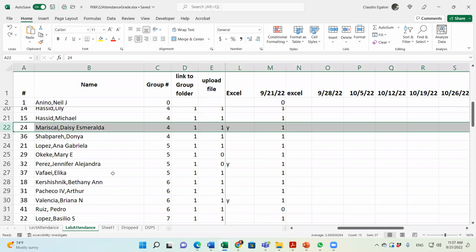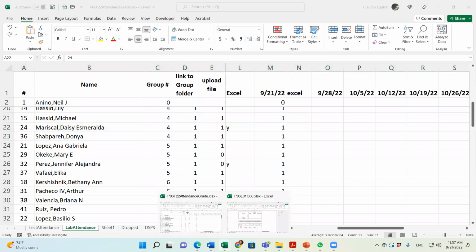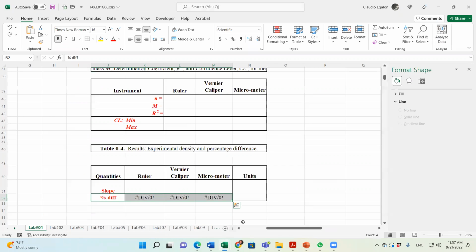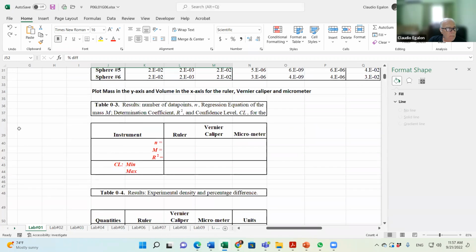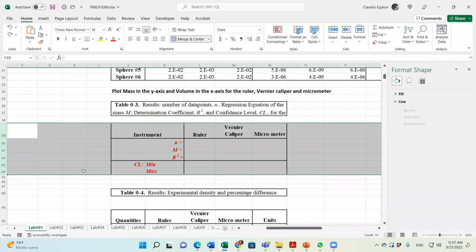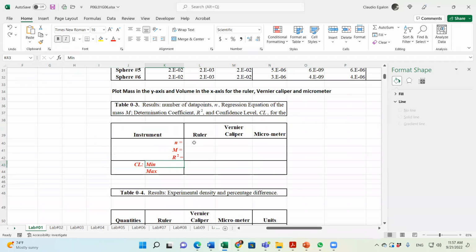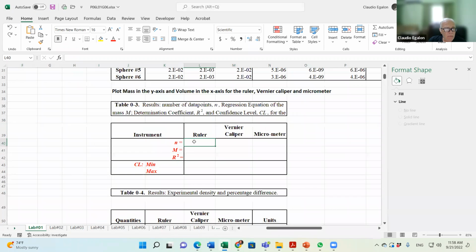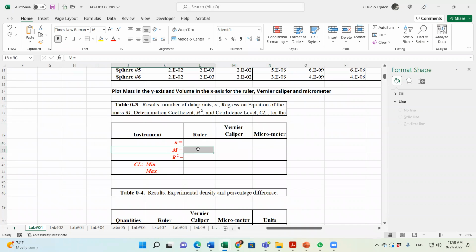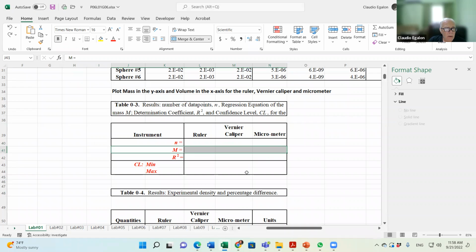Yeah, I followed everything. For table 3, we're following the formula to get the number, correct? Let me see, table 3. Are you talking about this table here? Yes. Okay, here you go. Here you use the number of data points, right? So that's 6. 6, 6, and 6. Are you asking about this one here? Yes.